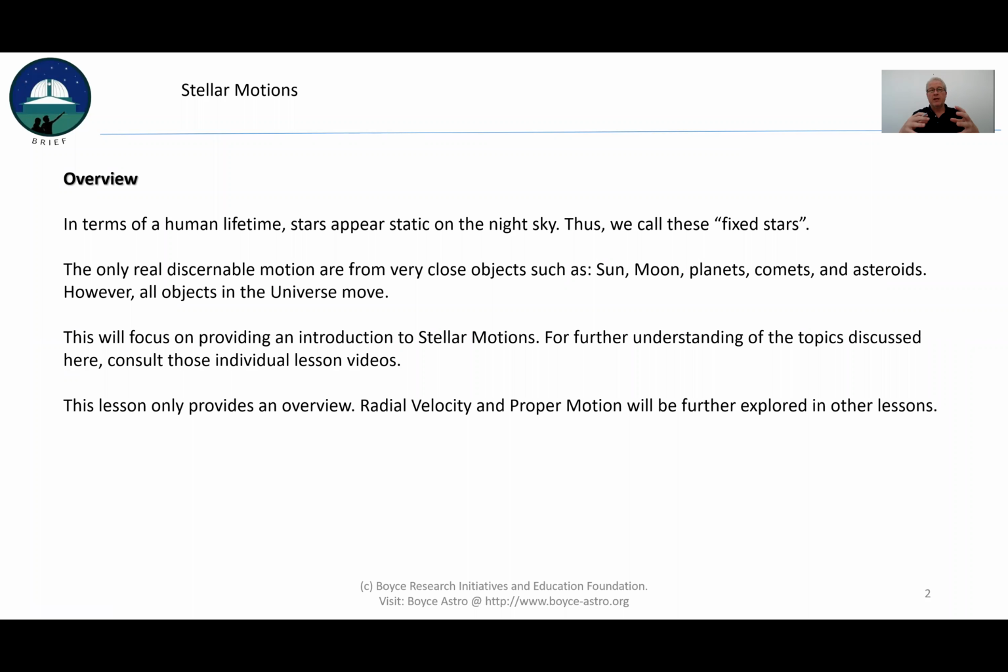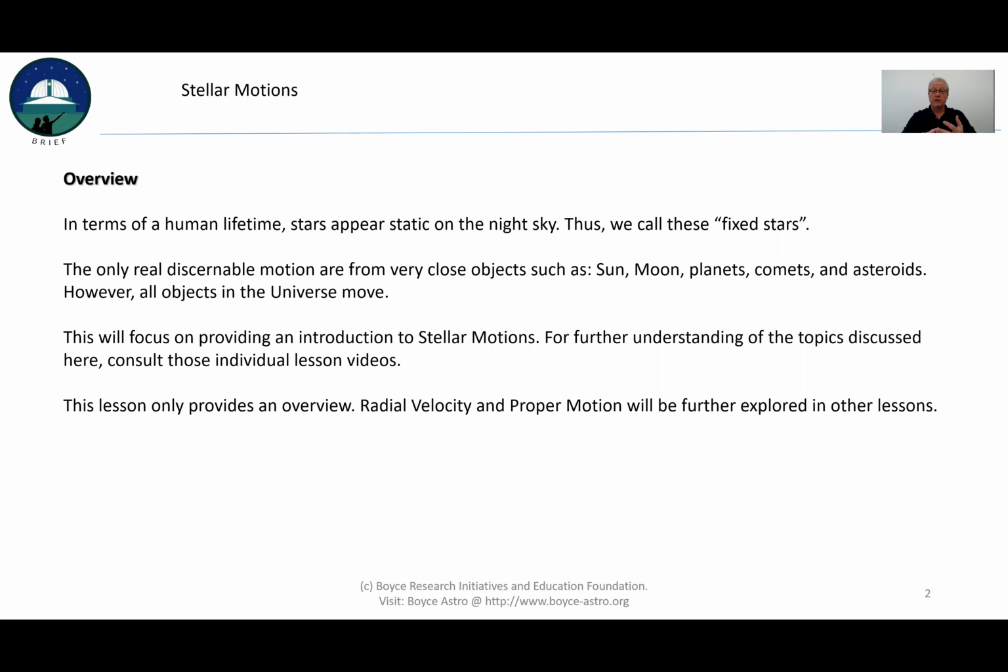In terms of a human lifetime, stars appear static on the night sky. That's why we call these fixed stars. But in truth, they're moving. If you look at the position of the Orion constellation when you were born and at the end of your life, you will notice that the stars are in the same spot. So we think that they don't really have a lot of motion, but the truth is they do.